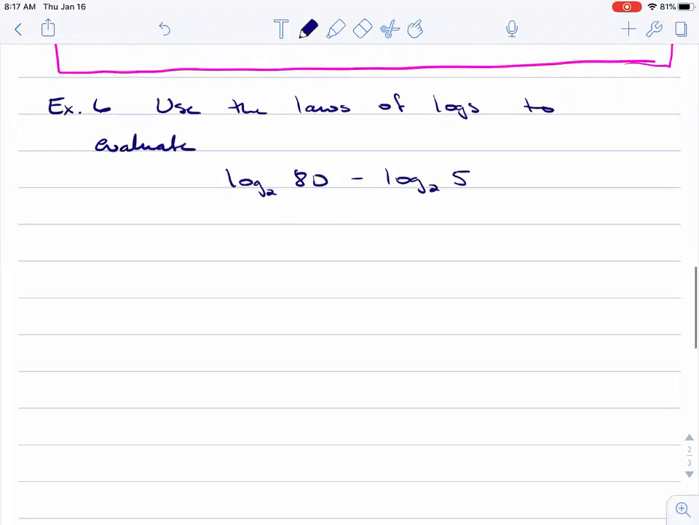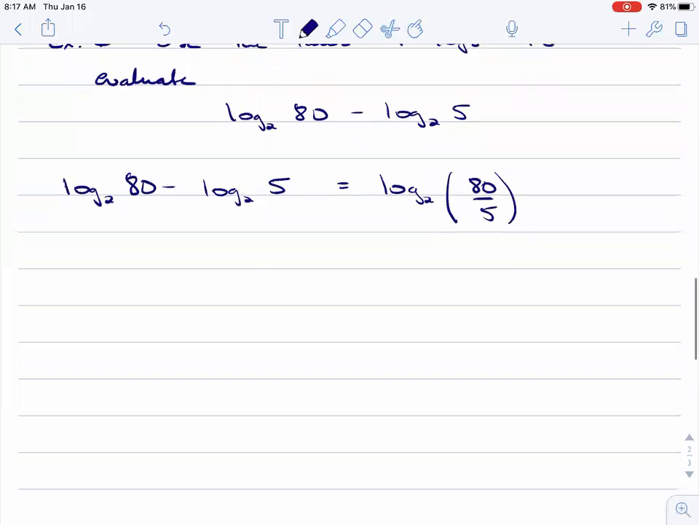So I'll start this here. We've got the log base 2 of 80 minus the log base 2 of 5. Well, I can rewrite that because I've got log base 2 and log base 2, so I'm allowed to squish those together. I'm subtracting, so I know I'm going to have log base 2 of 80 over 5, right? And so log base 2 of 80 divided by 5. 80 divided by 5 is 16, so now I have log base 2 of 16.